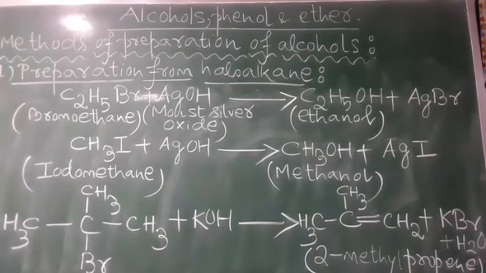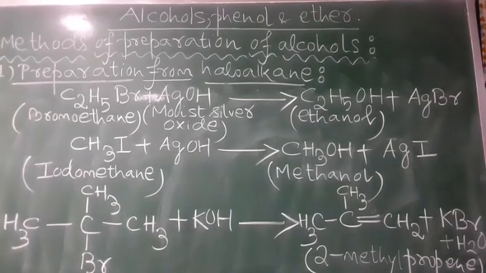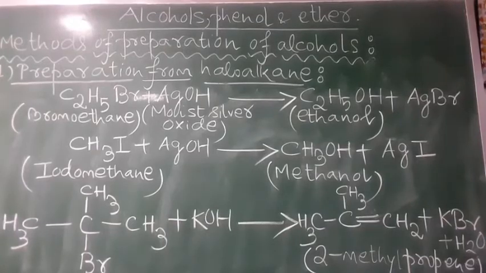In the third reaction, you can see I have chosen a tertiary haloalkane, but when it is treated with aqueous KOH it will give 2-methylpropene, KBr and H2O. Why? Because dehydrohalogenation is taking place.